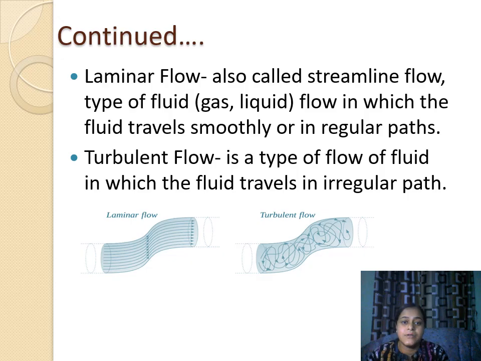So what is laminar flow? Laminar flow is also called streamline flow, a type of fluid, gas or liquid flow in which the fluid travels smoothly or in regular paths. But turbulent flow is a type of fluid flow in which the fluid travels in irregular paths. So today I complete.